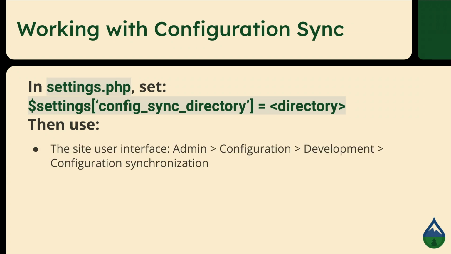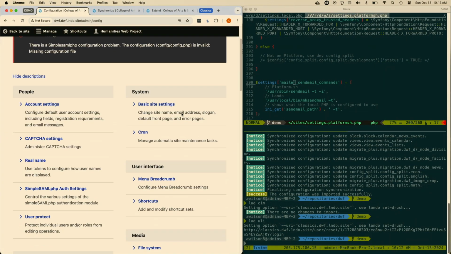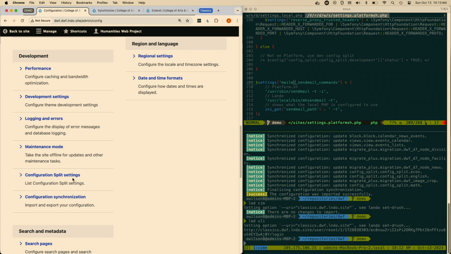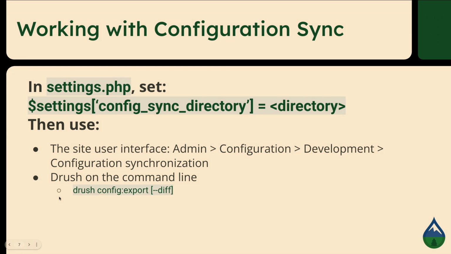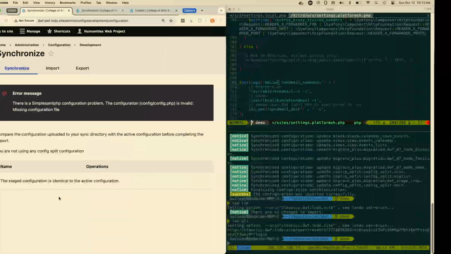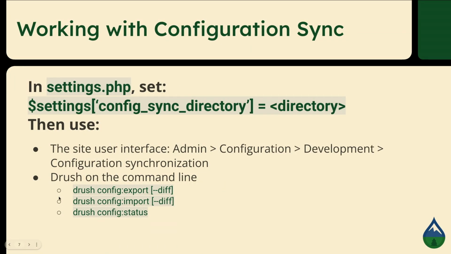Once you've done that, you can use the user interface at admin configuration development configuration synchronization, and that's the development section that's down here, configuration synchronization. You can also use drush on the command line, config export, import. The diff flag will show you more granularly the changes that are going to happen. Configuration status will show you some of the same stuff that we'll see on the UI page.